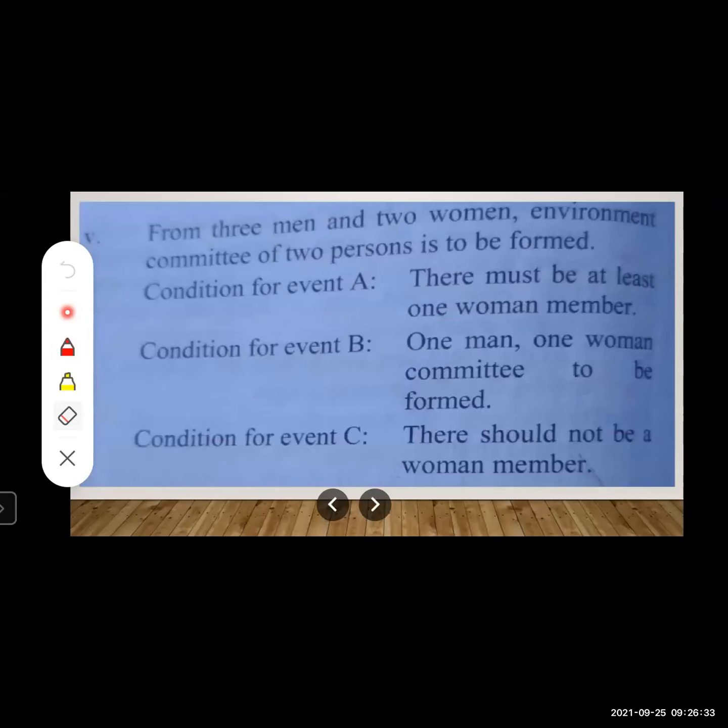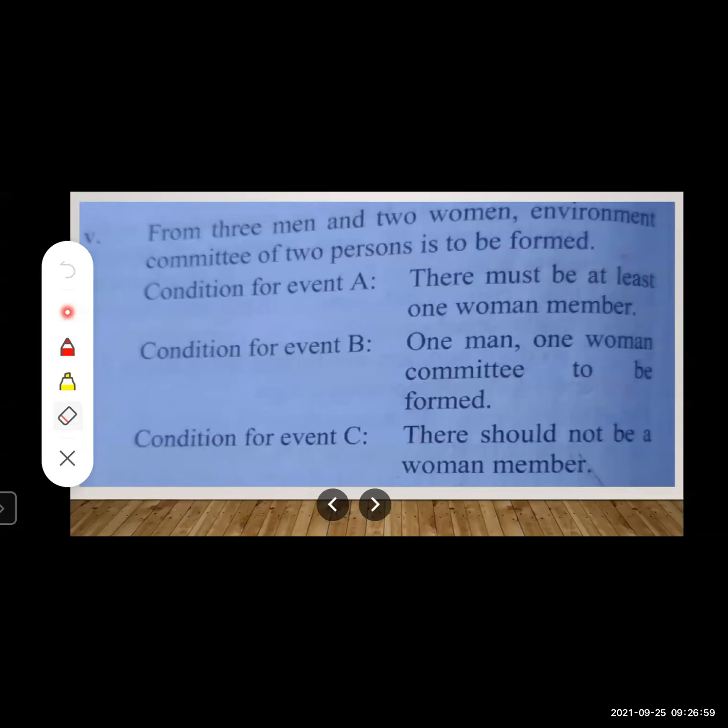Now, what is the next example? From 3 men and 2 women, an environment committee of 2 persons is to be formed. Now, again, you have to concentrate on what is given over here. 3 men and 2 women are given. And what we have to form? We have to form an environment committee of 2 persons.